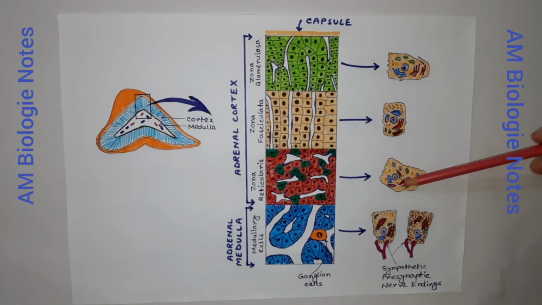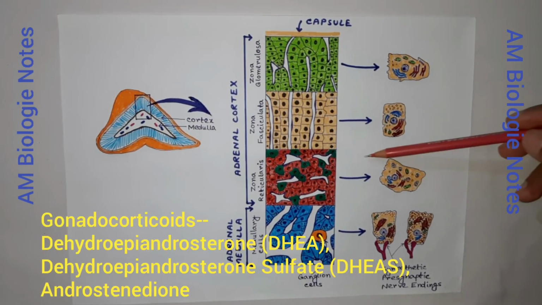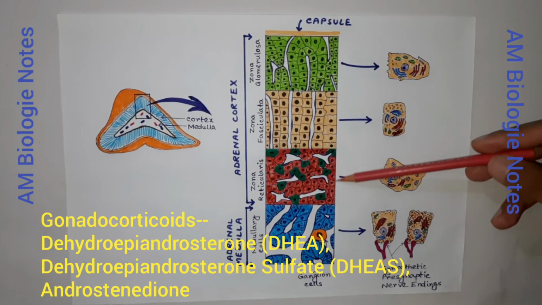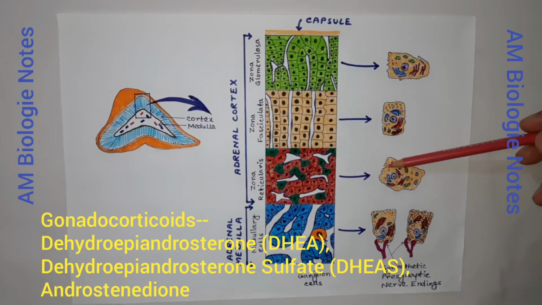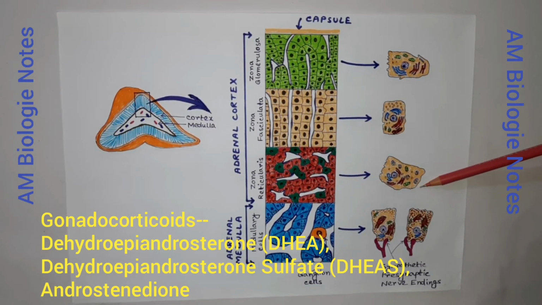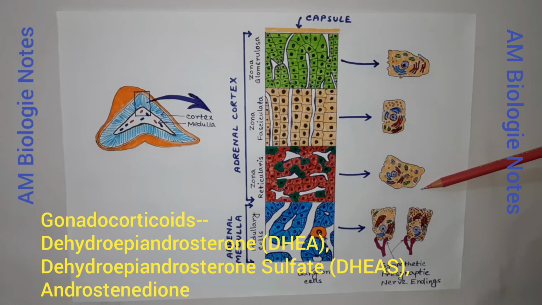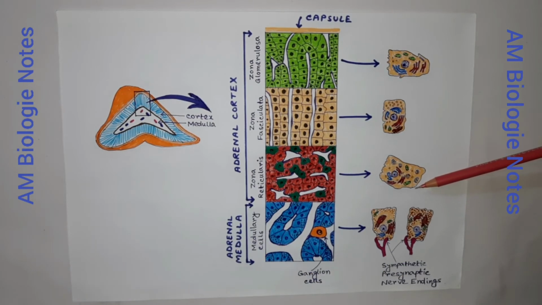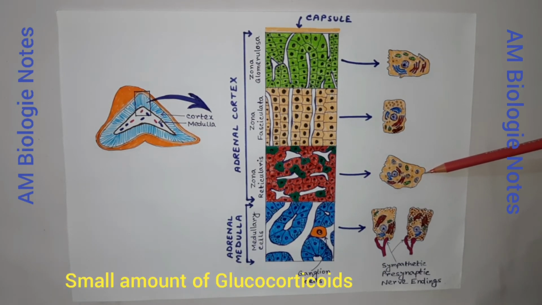The cells are responsible for secretion of gonadocorticoids, mostly dehydroepiandrosterone, dehydroepiandrosterone sulfate and androstenedione. The cells also secrete some glucocorticoids.